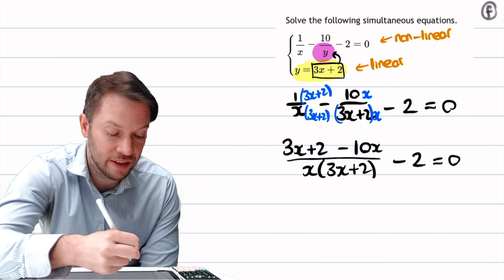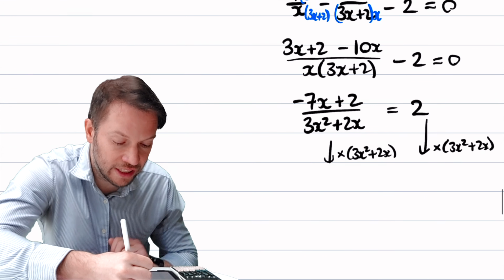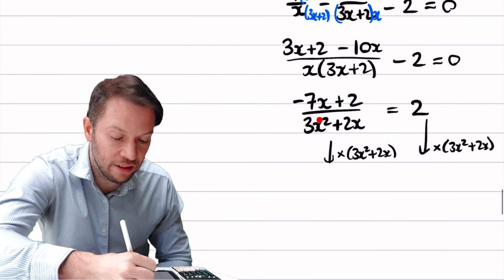So I'm going to multiply both sides of the equation by 3x squared plus 2x to get rid of the fraction on the left-hand side. So on the left, when I multiply by 3x squared plus 2x, it gets rid of that over 3x squared plus 2x, just leaving minus 7x plus 2. And on the right-hand side, I'm going to times that 2 by 3x squared plus 2x like that. Now I need to expand that bracket. So we do the 2 times the 3x squared, which is 6x squared, and the 2 times the 2x, which is plus 4x.